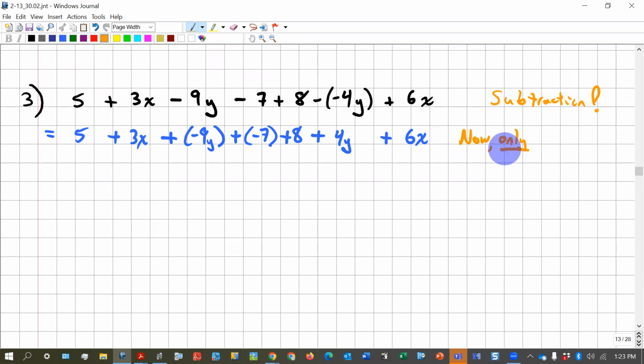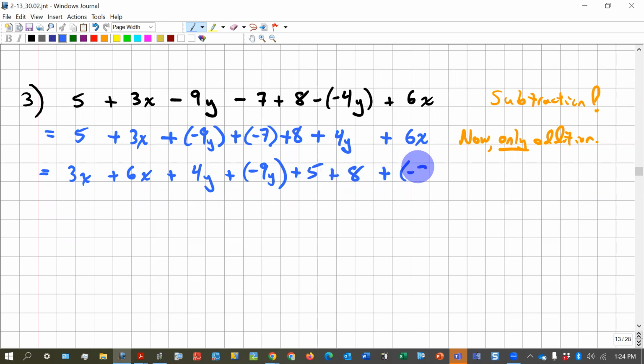Now, there's only addition. So now we can reorder and we can regroup. This time there's 2 different variables. There's some y's and there's some x's. In the alphabet, x comes first. So we'll put our 3x and our 6x first. And then our y's, you might want to put the 4y first, then the -9y. And then the constants, there's a 5, an 8, and a -7.